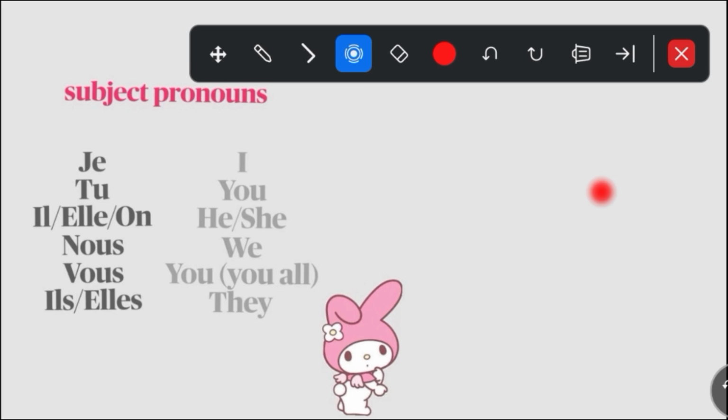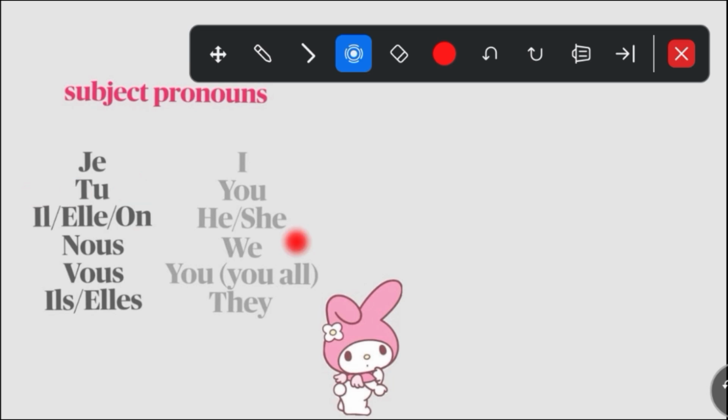So we're starting off with je. This is to say I. Tu for you. This tu is used when you're talking to someone close, like a friend or someone very close like your family or something like that. And il means he, elle means she, and on is usually used to refer to something unknown. You shouldn't stress much about it. I put it so that you know it's conjugated in the same way il and elle are conjugated.